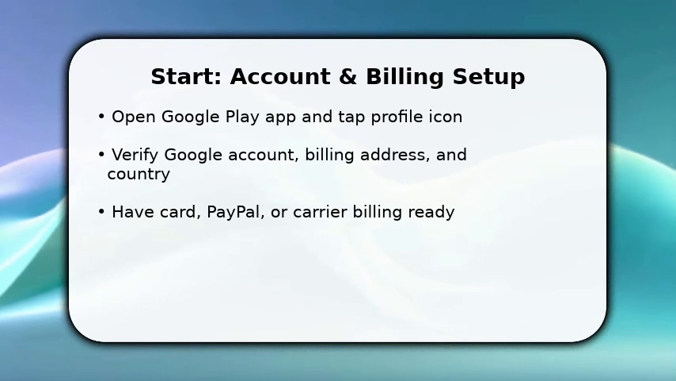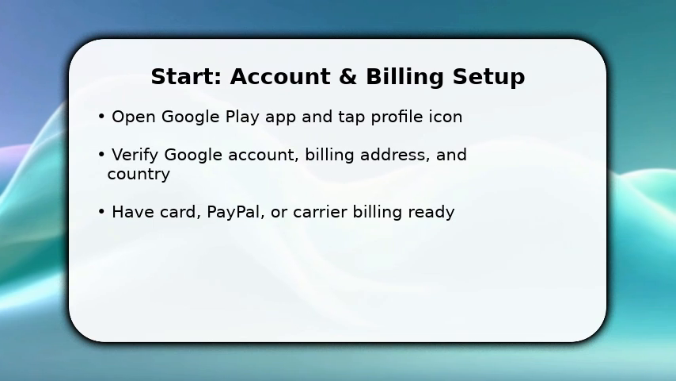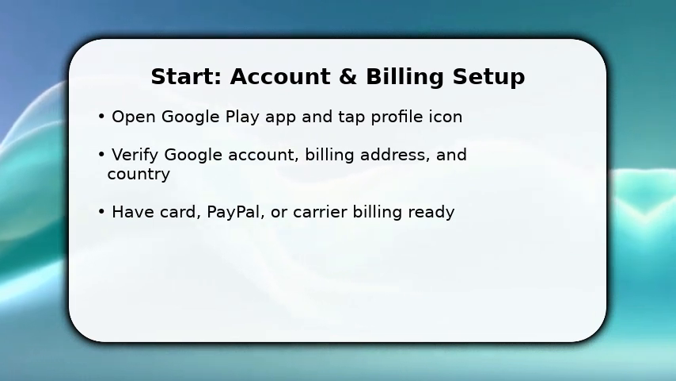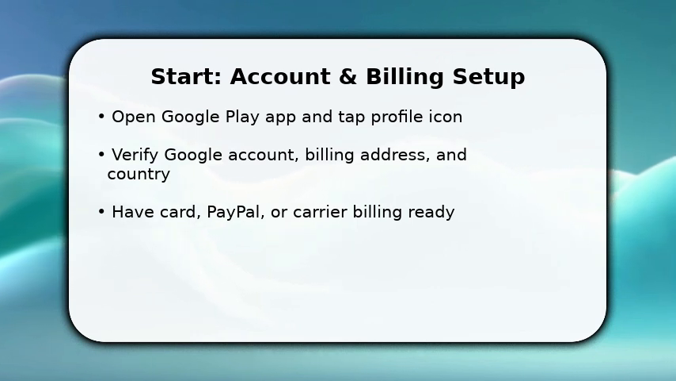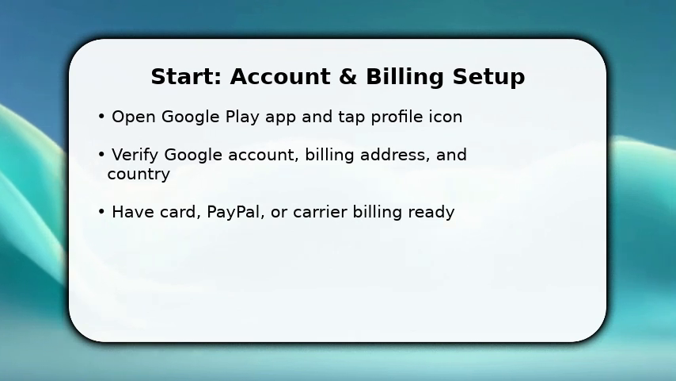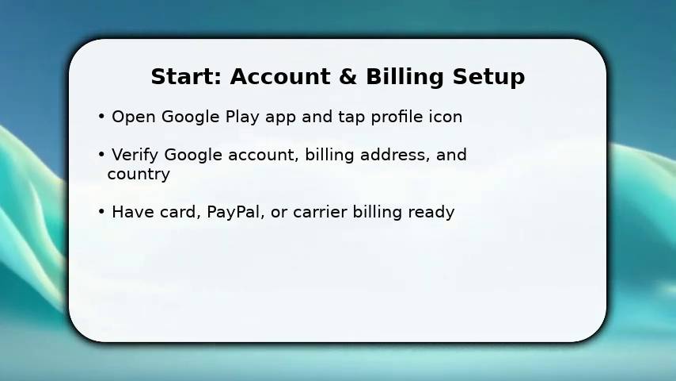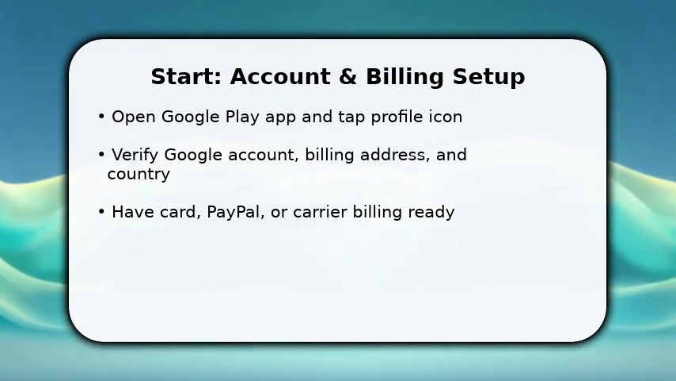You start by opening the Google Play app and tapping your profile icon to access settings. Once there, go to Payments and Subscriptions and choose Payment Methods. This is where you add or edit options. Make sure your Google account, billing address, and country settings match the payment method you'll add, because mismatches cause declines. If you plan to use PayPal or carrier billing, have those credentials or your carrier details handy before continuing.